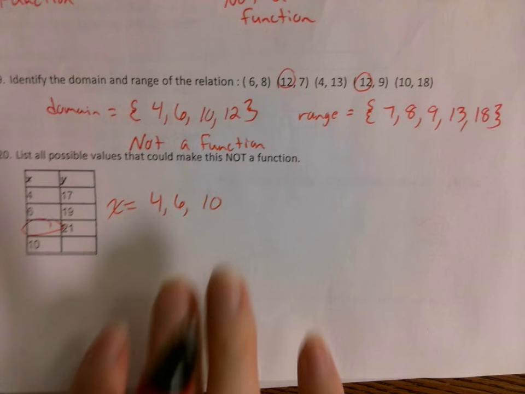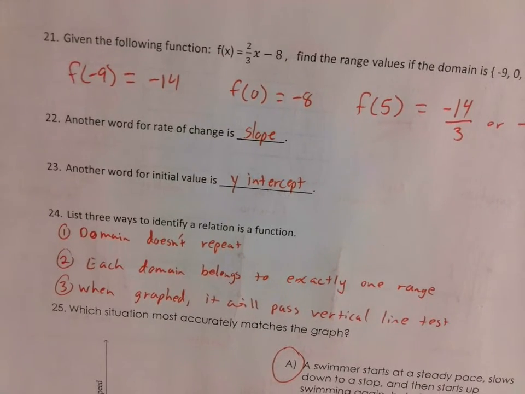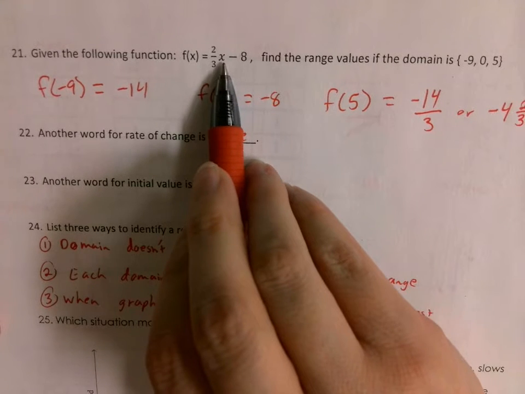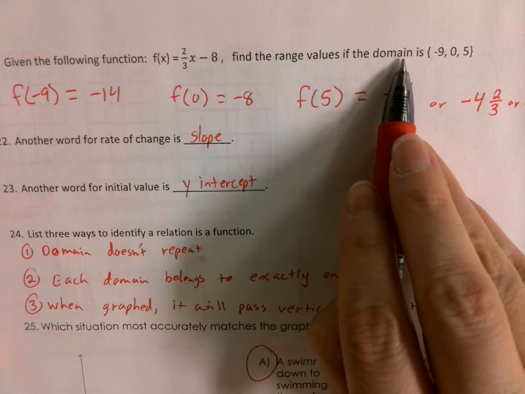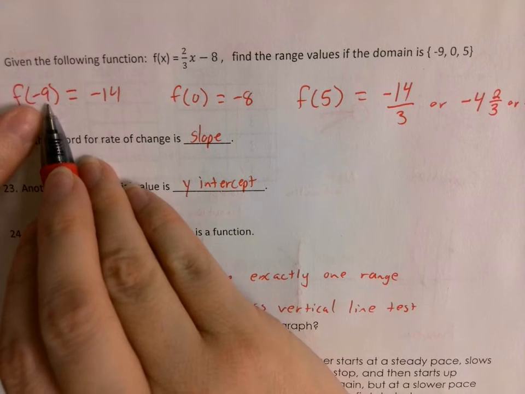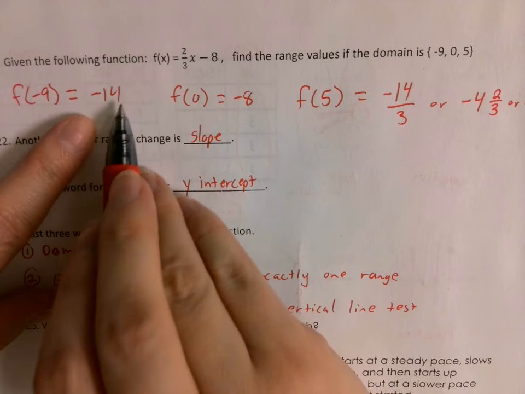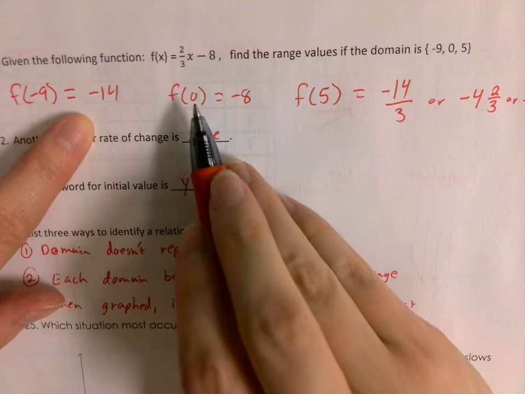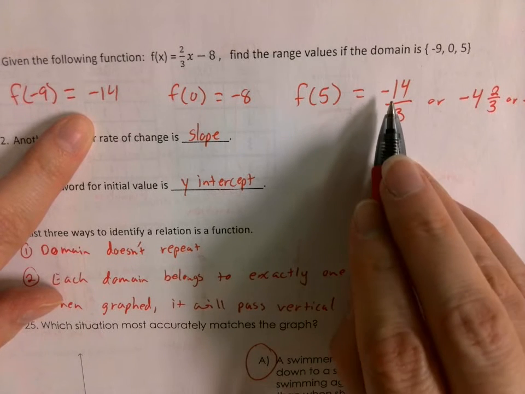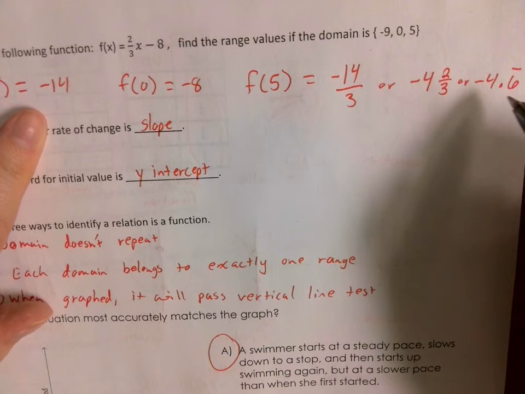Number 21. Given the function f of x is equal to 2/3 x minus 8, what is the range if the domain is -9, 0, and 5? So if I plug in -9, I'm going to get -14 because 2/3 times -9 minus 8 will give me -14. If I plug in 0, I'm going to get -8. If I plug in 5, I'm going to get -14 over 3, or -4 and 2/3, or -4.6 repeated.